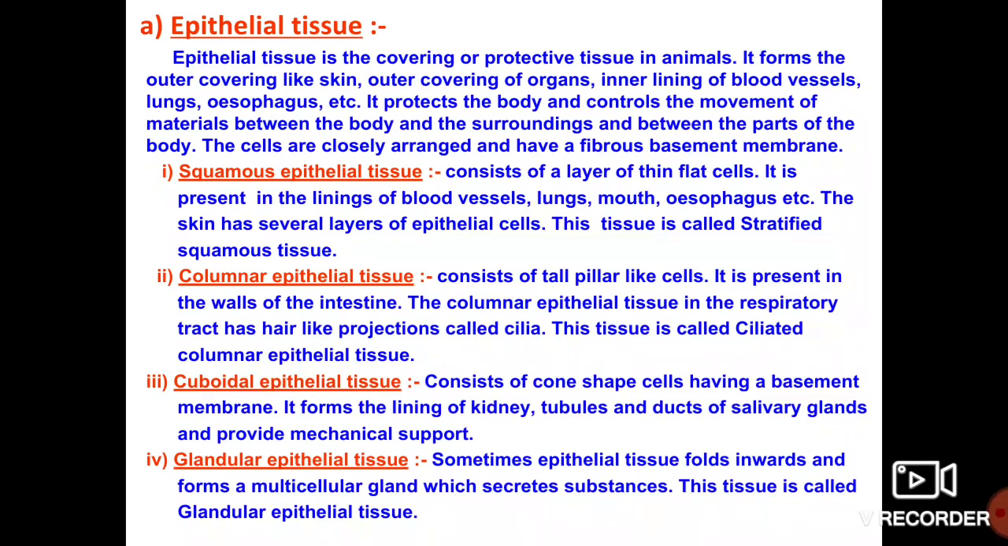We have already discussed these concepts in the previous class. So let us quickly revise the epithelial tissues and their types. After that, we are going to learn some more information related to the animal tissue.